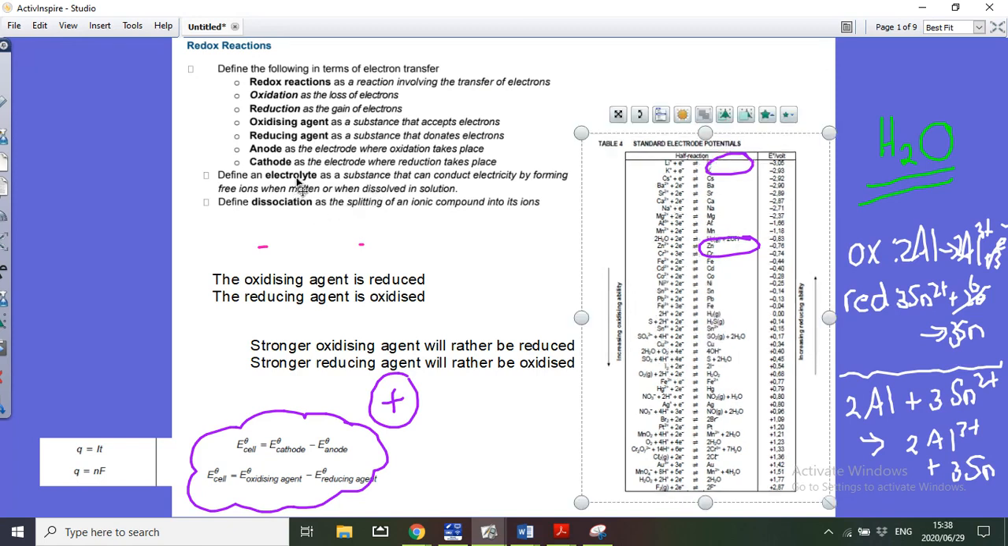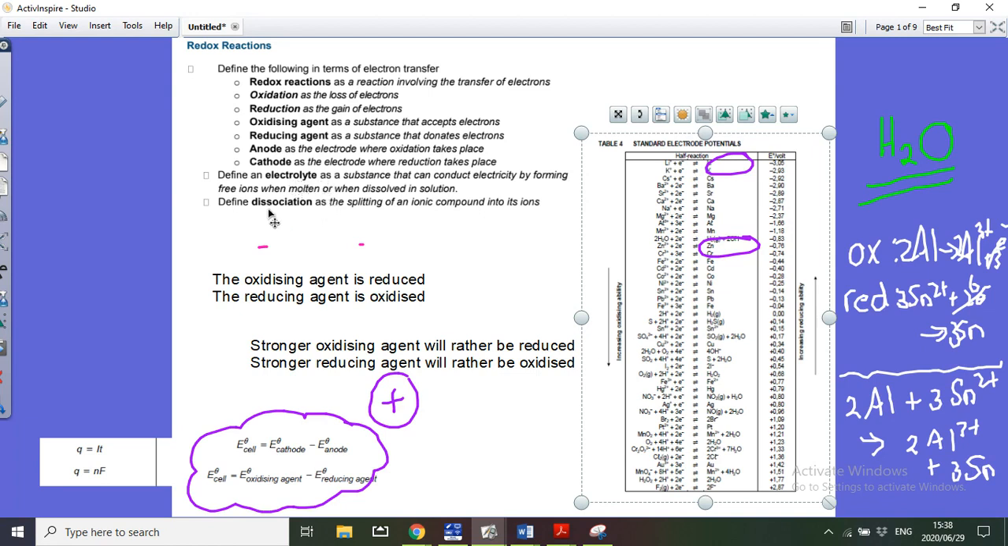Just 2 definitions that we didn't look at. The electrolyte, we normally work in liquids because ions can only move in liquids. Ions cannot travel in wires. Please remember that. So ions move in solution. So when I have an ionic substance, it will split up into its ions, and you need to do that as soon as you get the question. We've practiced that a lot.